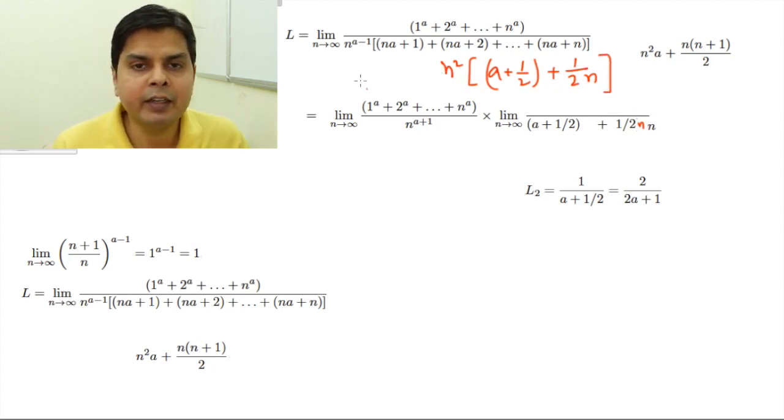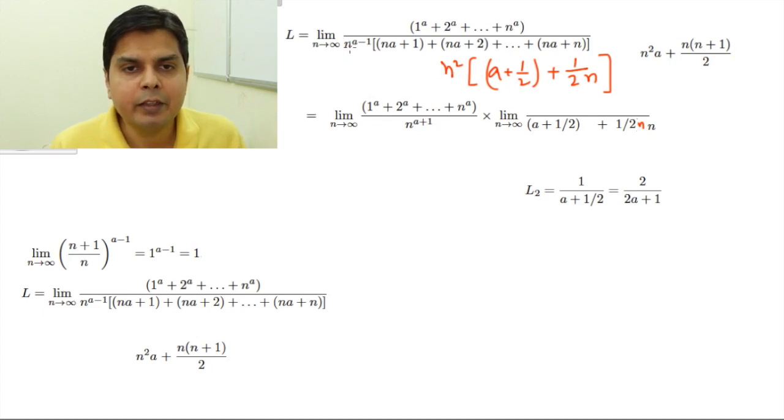Why have I taken it outside? So that this becomes n to the power a plus 1. And what is the advantage? The advantage will be I can use this n to the power a as part of this thing, 1 by n to the power a, and then I will get 1 extra n.